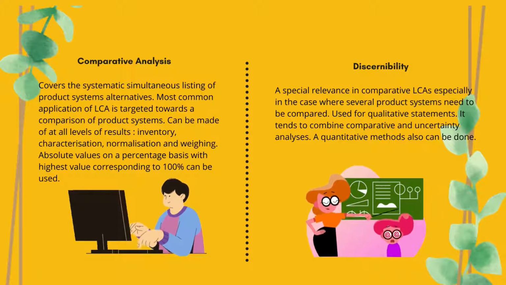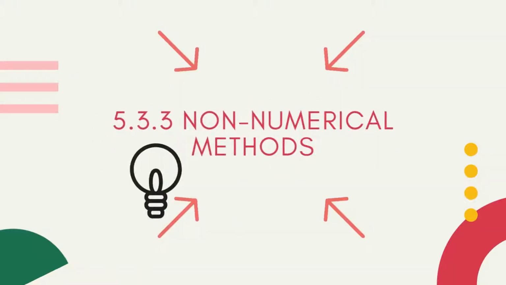A qualitative statement like "product A is significantly better than product B in the consumption of fossil resources" is one example of qualitative statements. It tends to combine comparative and uncertainty analysis too. Quantitative methods can also be used in this analysis.